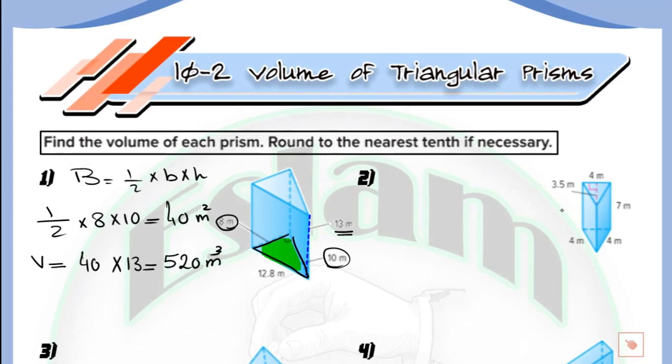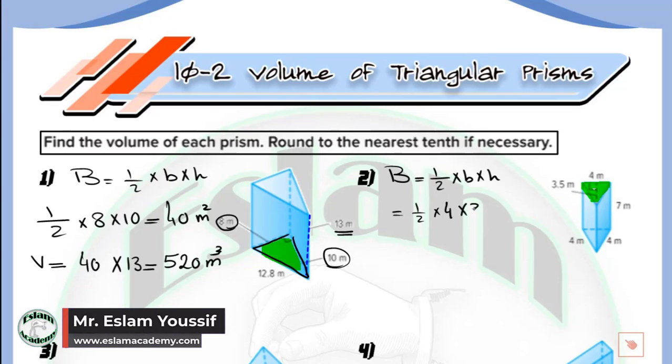In question number 2, we need to find the volume of a triangular prism. First, we need to identify the base. That will be the base. The base is in the shape of a triangle. So the area of the triangle will be equal to half times base times height. Now the base of the triangle equals 4, so it will be half times 4. The height of the triangle is equal to 3.5.